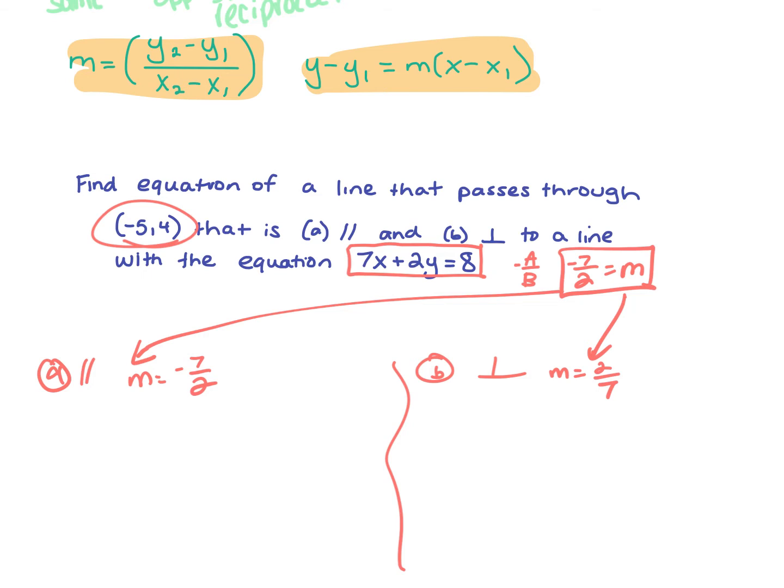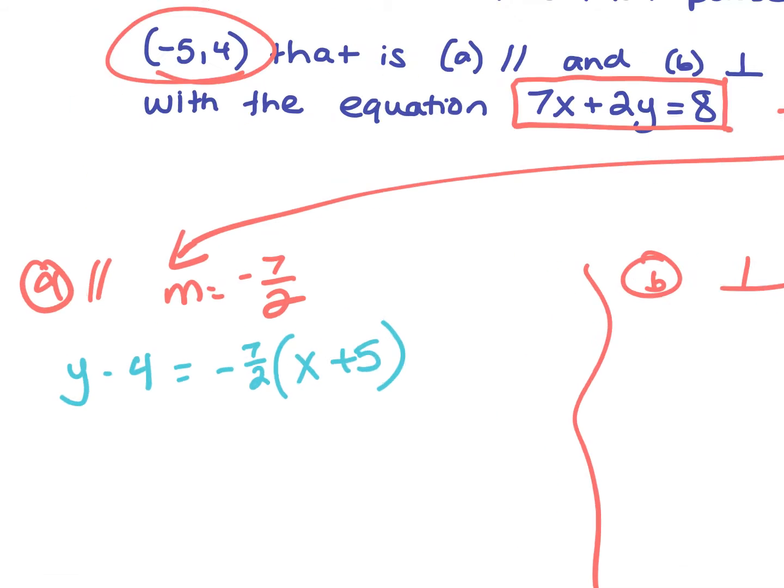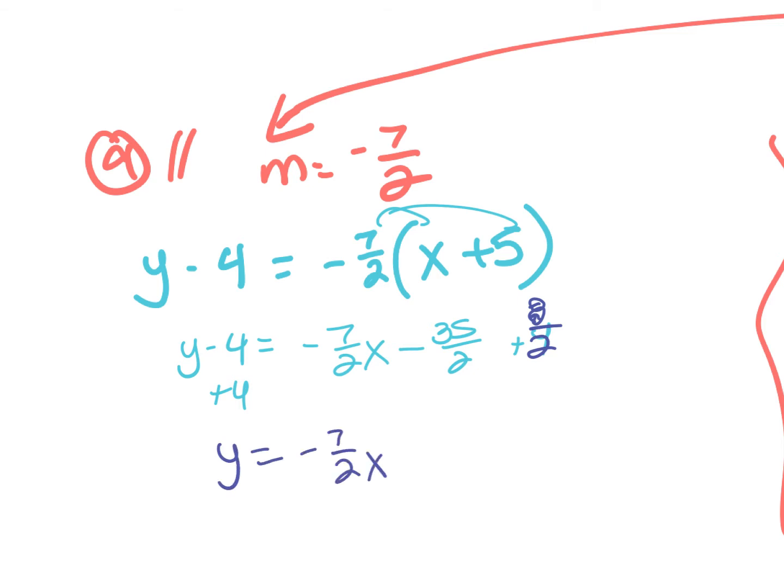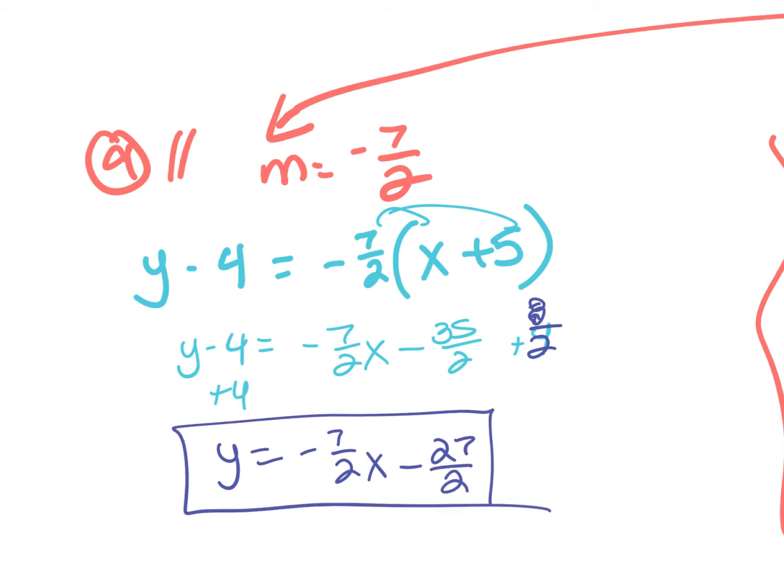So negative 5, 4. I'm going to plug that in. Y minus y1, which is 4, equals m, negative 7 over 2, times x minus a negative 5, which becomes plus 5. And then I distribute. Y minus 4 equals negative 7 halves x minus 35 halves. And then I add the 4, which would be 8 over 2. And this would be 27 over 2. It's the sloppiest 8.